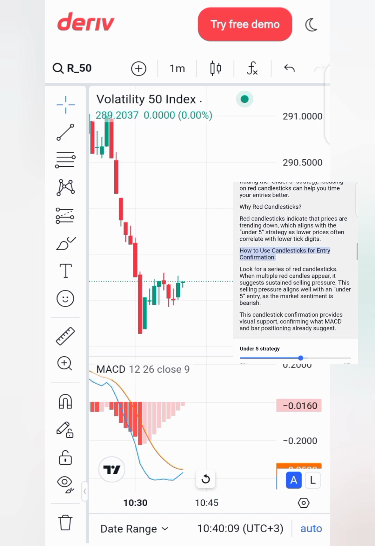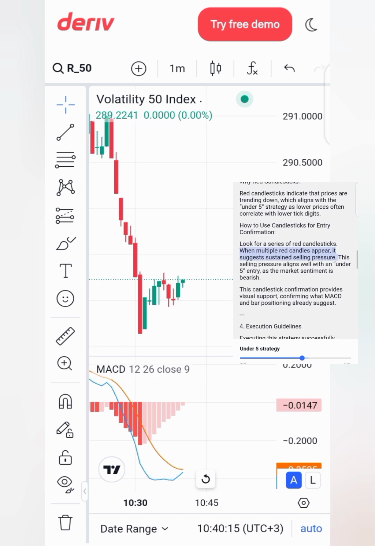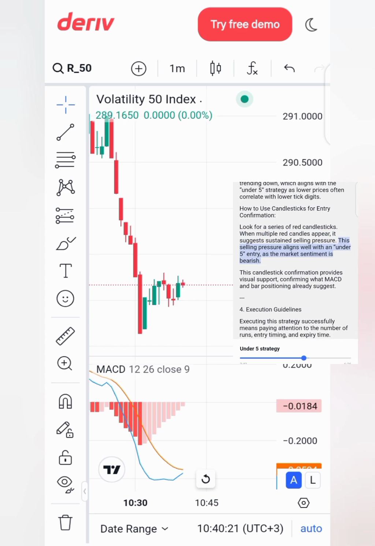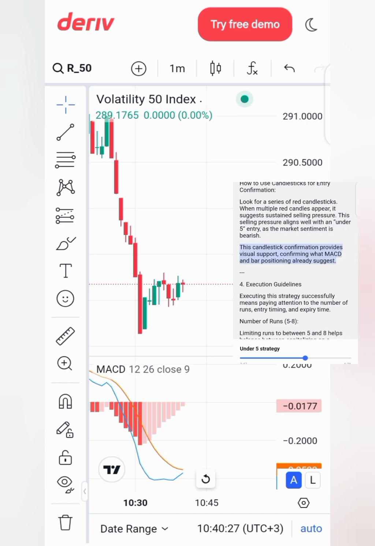How to use candlesticks for entry confirmation. Look for a series of red candlesticks. When multiple red candles appear, it suggests sustained selling pressure. This selling pressure aligns well with an under 5 entry, as the market's sentiment is bearish. This candlestick confirmation provides visual support, confirming what moving average convergence divergence and bar positioning already suggest.